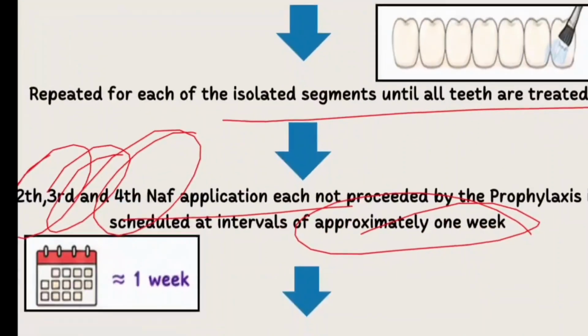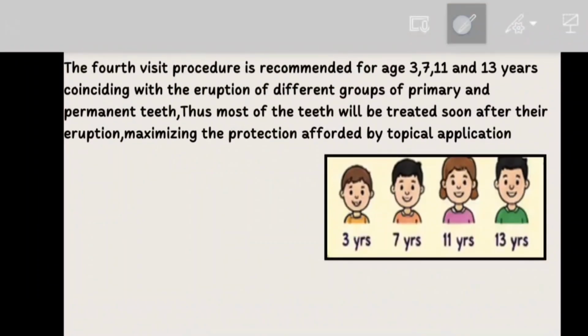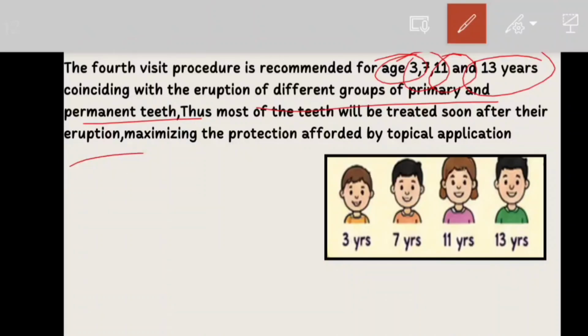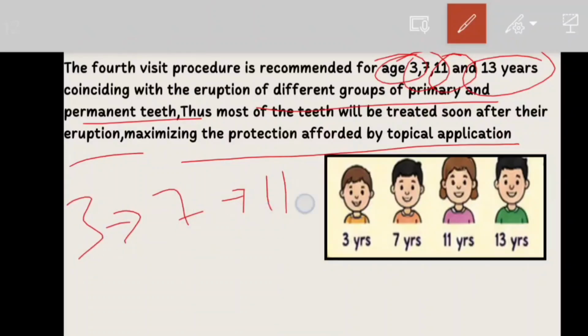Okay, now here comes an important exam point. So here the fourth visit procedure is recommended for the ages 3, 7, 11 and 13 years. So these ages coincide with the eruption of the different groups of primary and permanent teeth. Okay, so why is this useful? Because most teeth will receive topical fluoride soon after the eruption, which is maximizing the protection afforded by the topical fluoride application. So remember, it is 3, 7, 11 and then 13.